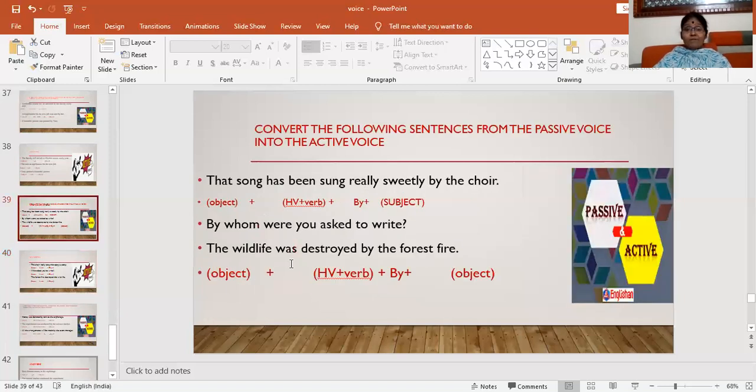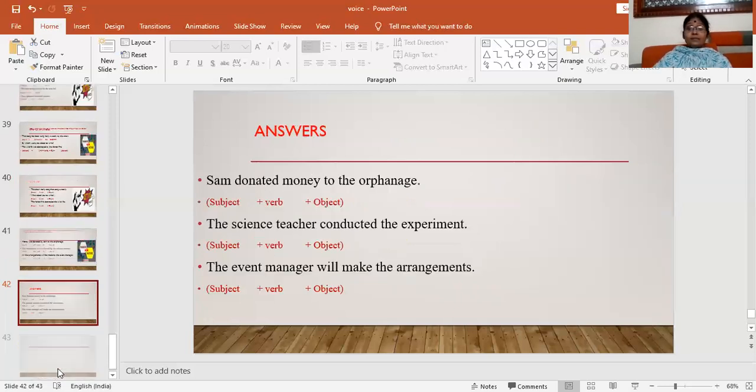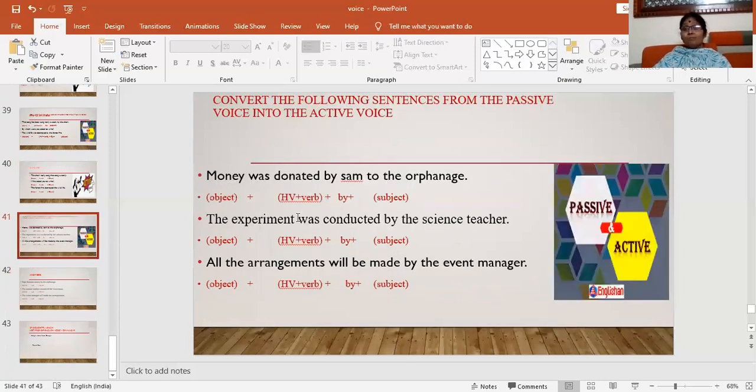The wildlife was destroyed by the forest fire. We have to change it into active voice. The forest fire destroyed the wildlife, right? Now, similarly, we have these sentences. Sam donated money to the orphanage, right? In the passive voice, what was it? Money was donated by Sam to the orphanage, right?